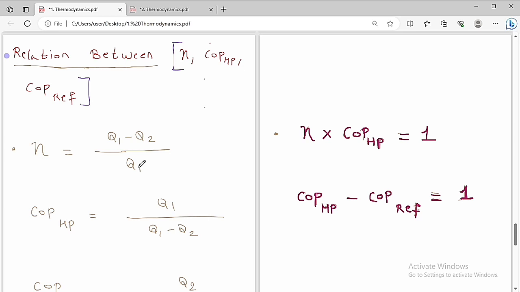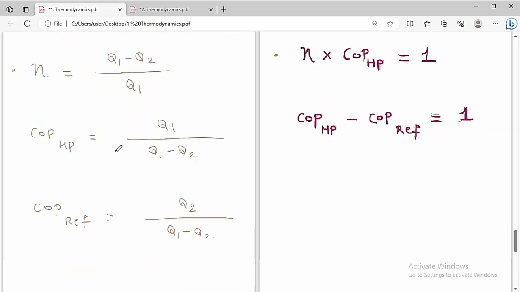So W by Q1. And I have already told you Q1 is equal to W plus Q2. So W is equal to Q1 minus Q2. So therefore we are going to get Q1 minus Q2 by Q1. Now what is the coefficient of performance formula? Coefficient of performance is the ratio of the desired effect by the work of completion, means W. So the denominator is work. Work means I'm already doing this, Q1 minus Q2.